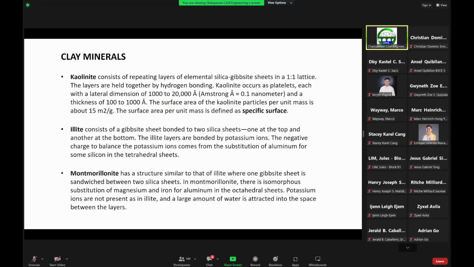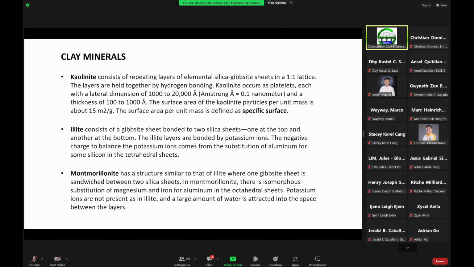Lattice. So the layers are held together by hydrogen bonding. Kaolinite occurs as platelets, each with a lateral dimension of 1,000 to 20,000 angstrom, where 1 angstrom is about 0.1 nanometer, and a thickness of about 100 to 1,000 angstrom.